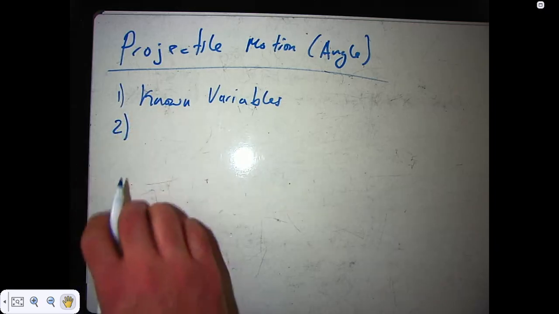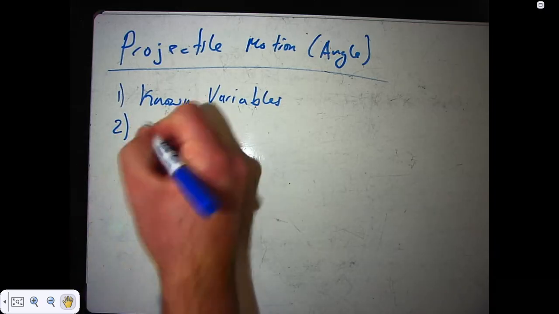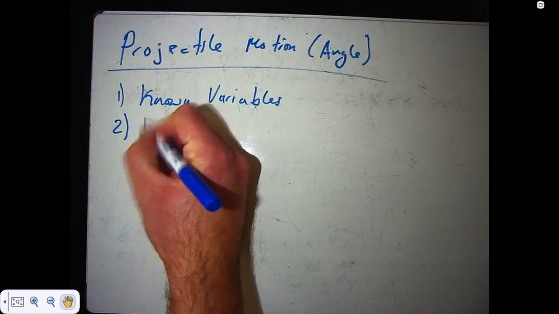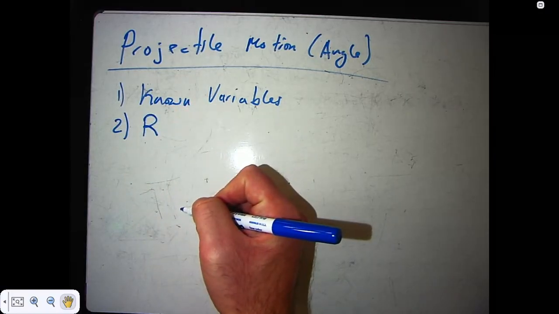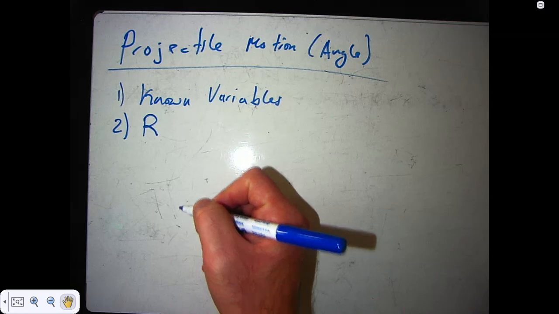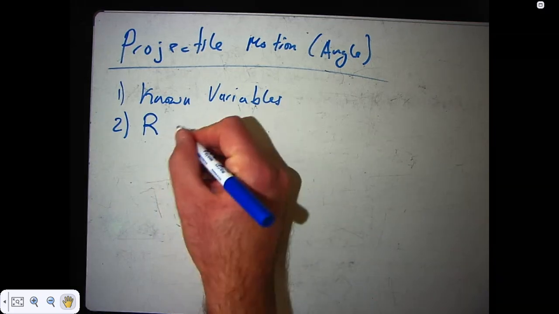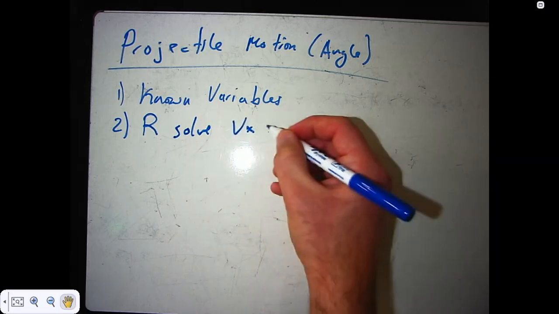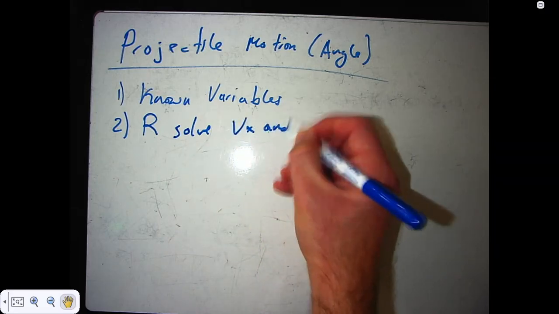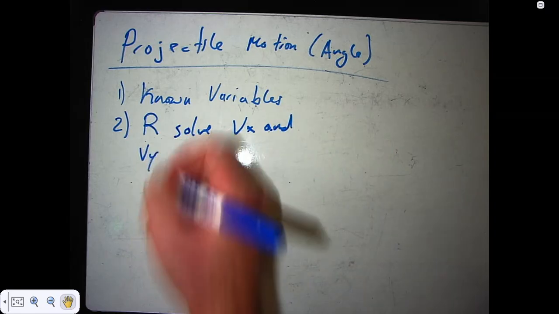Step 2 is we're going to determine, from the R, so you're going to be given the R value. Remember, that's like your resultant value, the hypotenuse. You're going to need to solve Vx and Vy.